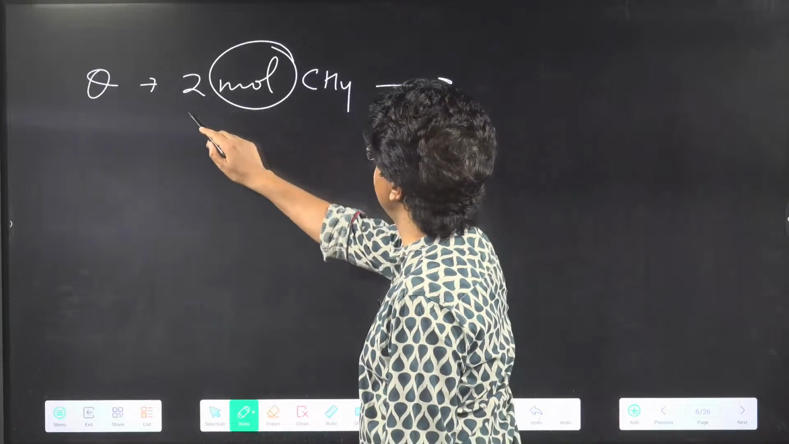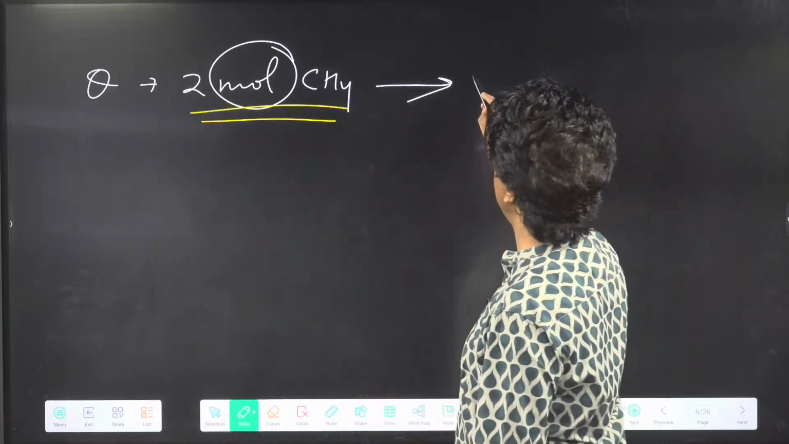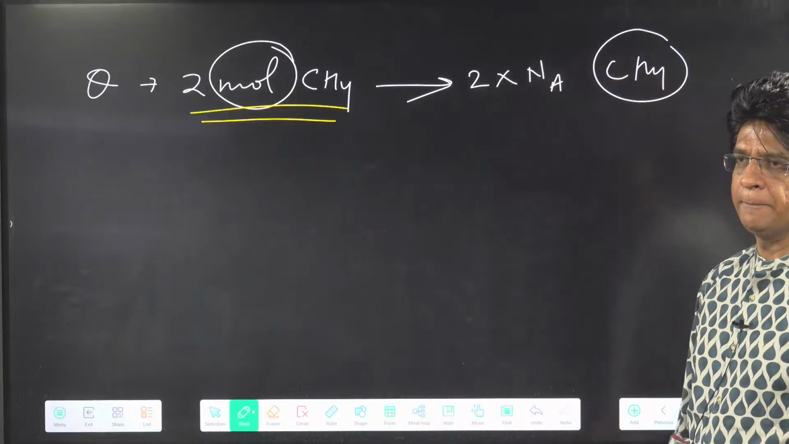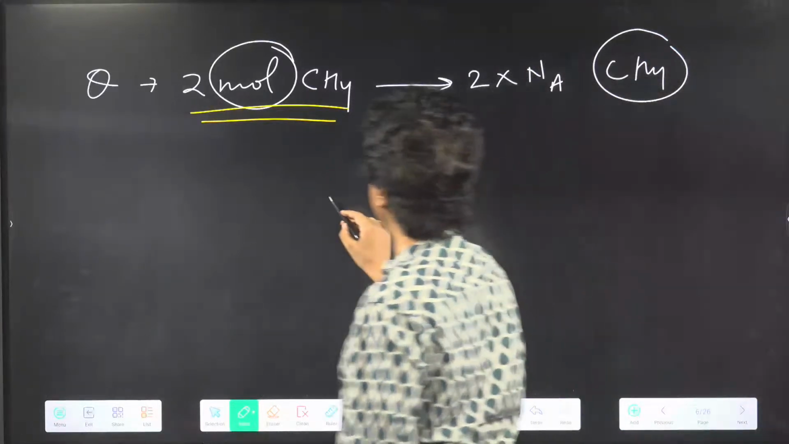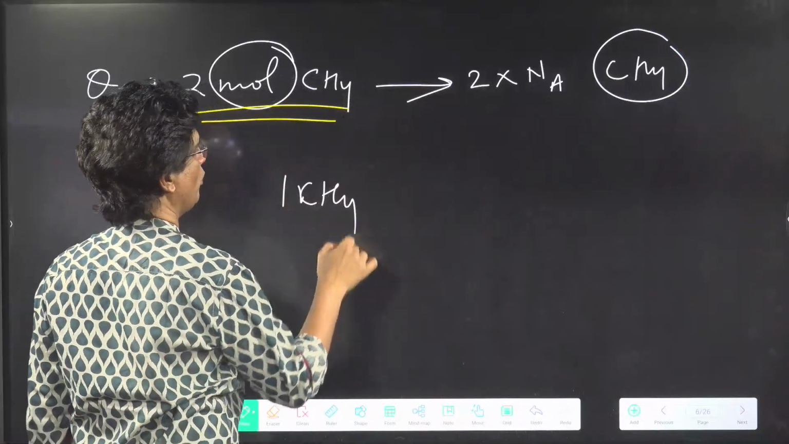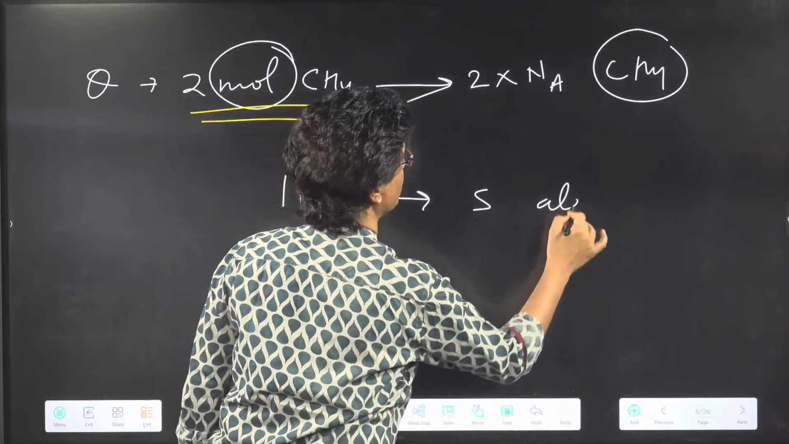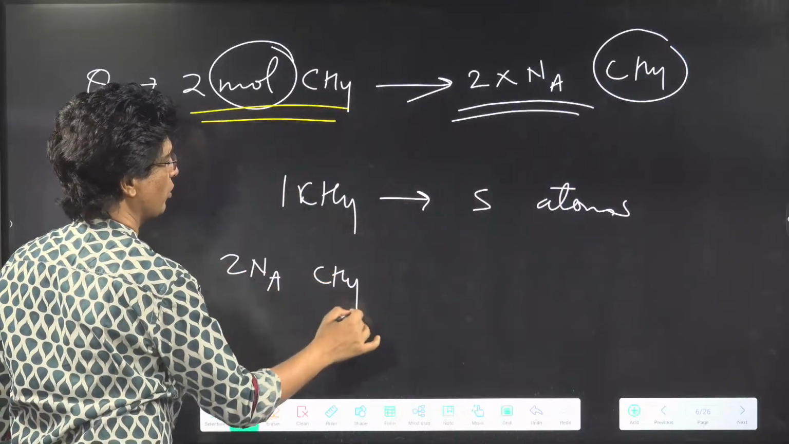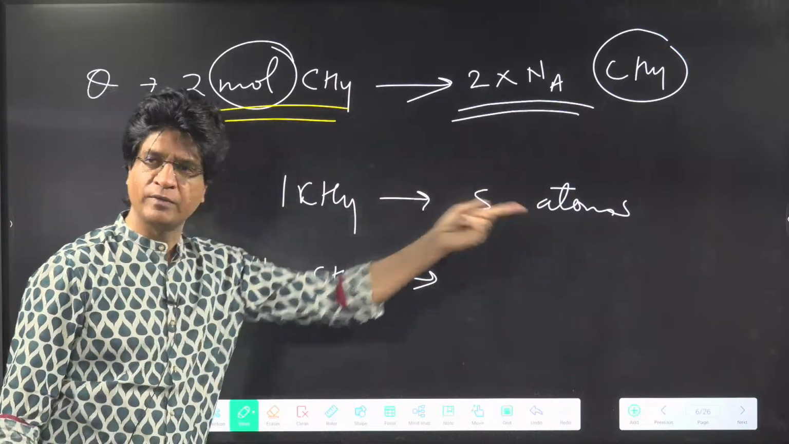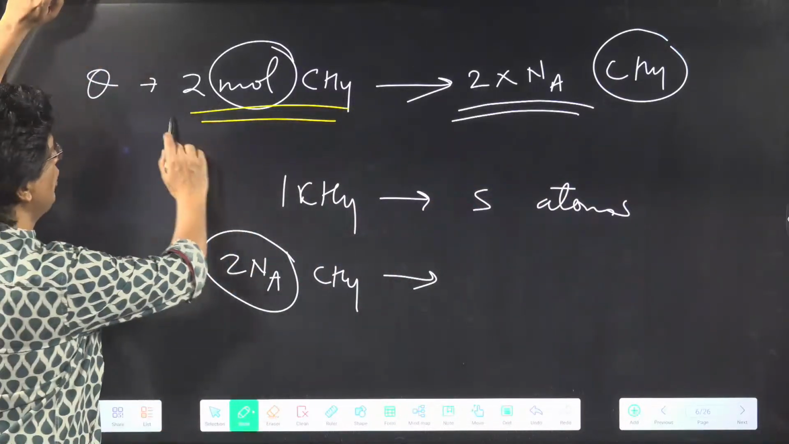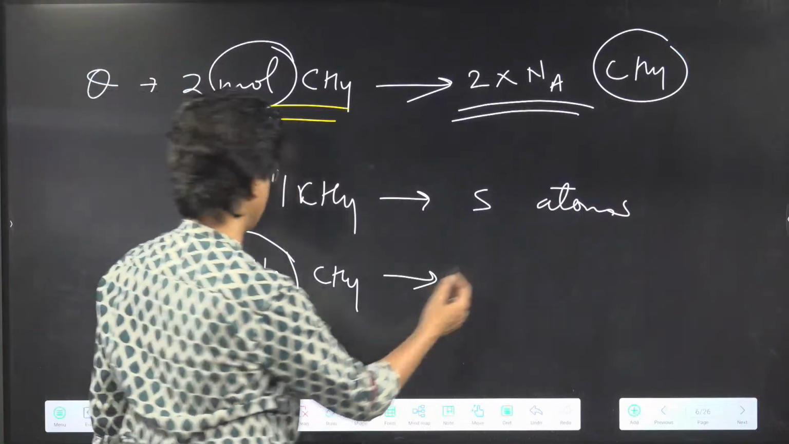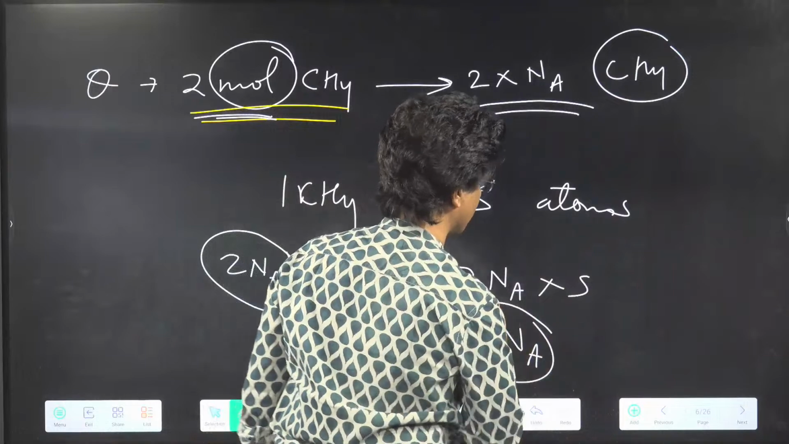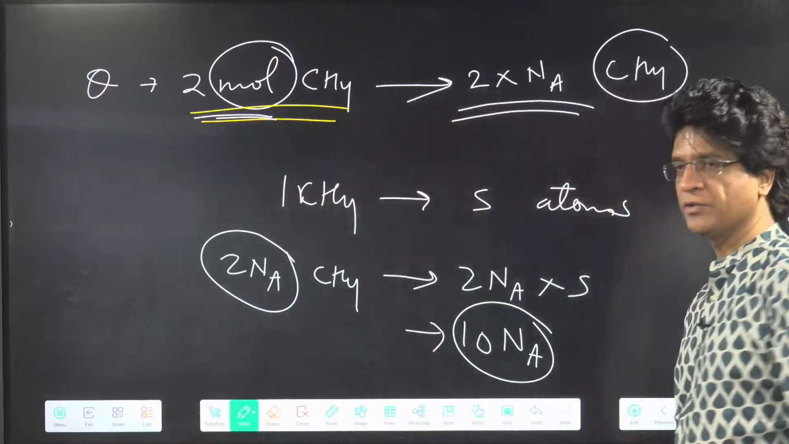Look, 2 moles of CH4 will contain how many molecules? It will be 2 into Na, 2 Na molecules of CH4. Agree or not? Now, one molecule of CH4 contains 5 atoms. So 2 Na molecules of CH4 will contain how many atoms? One molecule contains 5, and in 2 moles there are 2 Na molecules. So this will be 2 Na into 5, which is equal to 10 Na. 10 into Avogadro's number. Yes or no?